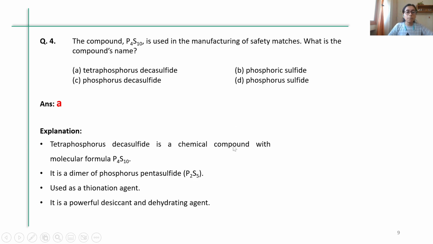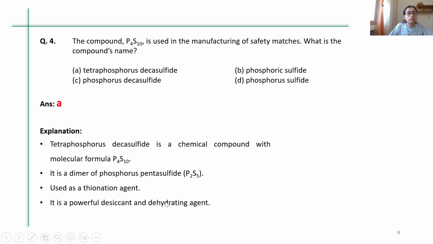So this is a chemical compound having molecular formula P4S10. This is a dimer of P2S5, phosphorus pentasulfide, a similar kind of compound as P2O5. This is used as a thionation agent, meaning it will supply sulfur to ketone and similar moieties. So it will be used as a thionation agent. And it is a powerful desiccant and dehydrating agent also.